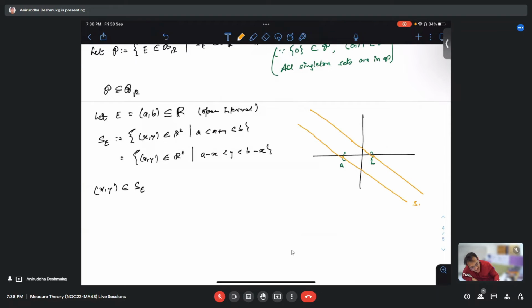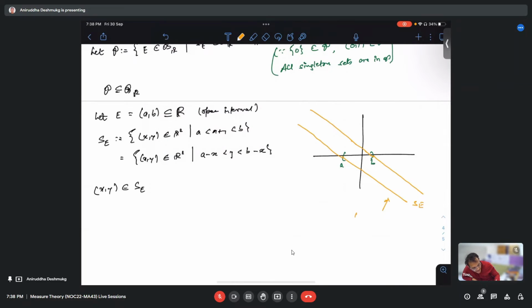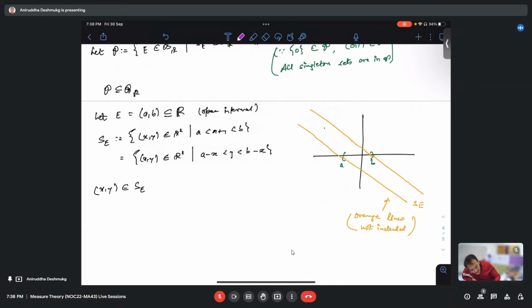This is our SE. And the orange lines are not included. So the boundary, basically, is not included. Let us look at some point xy here.